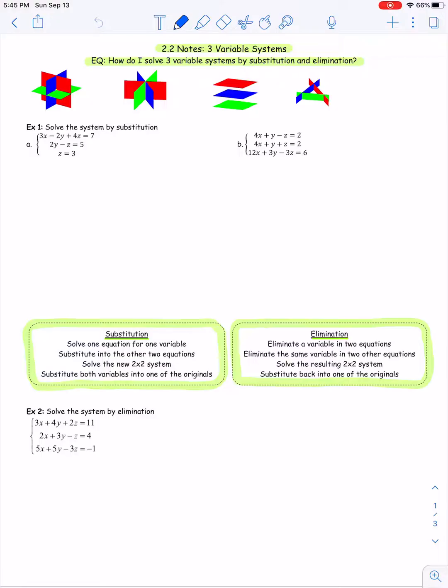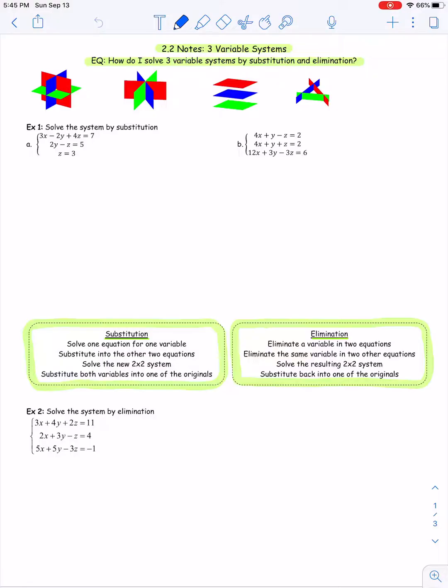Well, now that we're dealing with three variables, those aren't lines anymore. Those are planes. Remember in geometry, three distinct points create a plane. So with three variables, we're dealing with these planes, and a couple of different things can happen. Here's a visual for you guys.